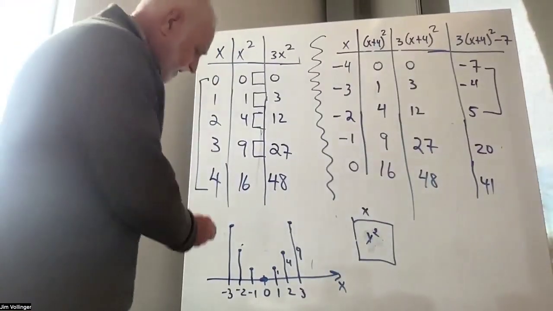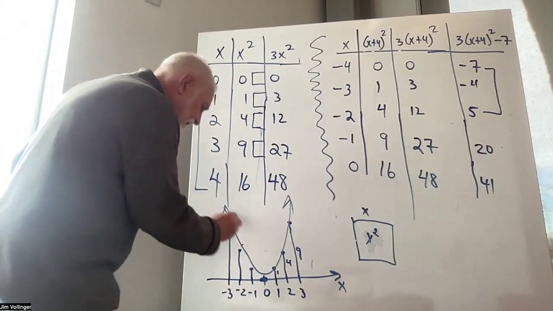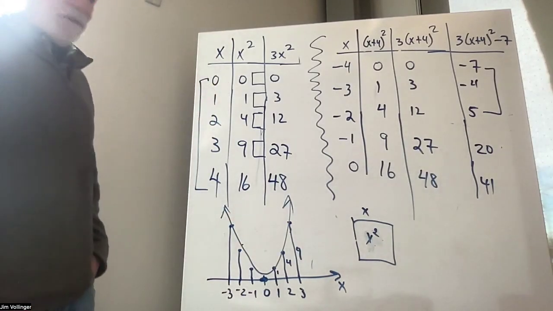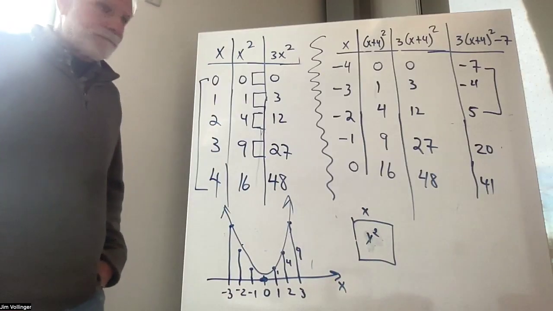Look at this. We get that signature parabolic shape of a graph. And so if you see one of those, it probably comes from the squaring process.